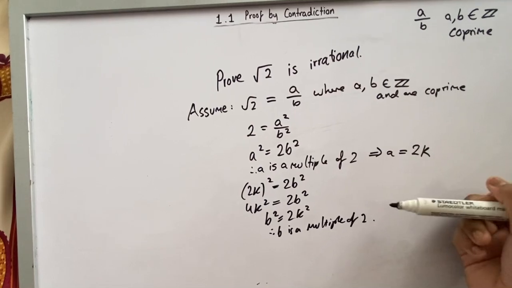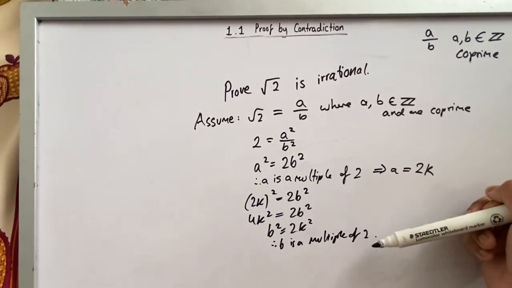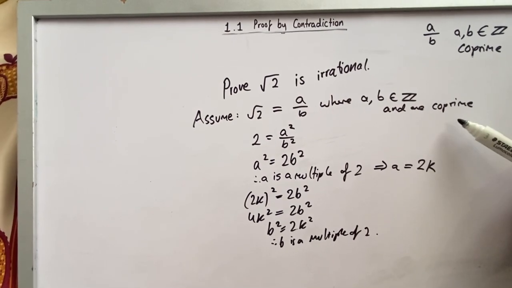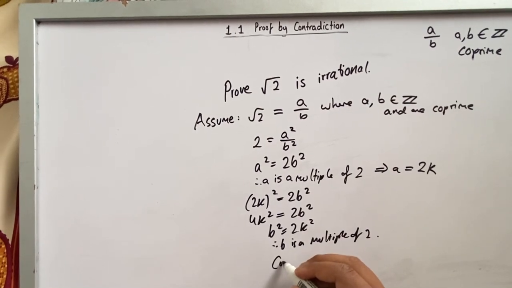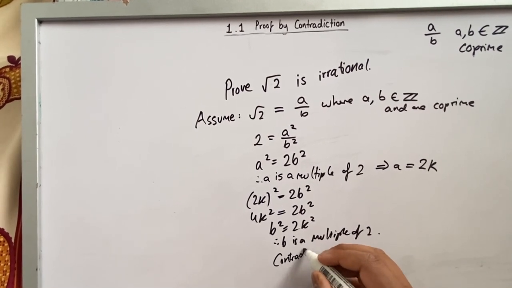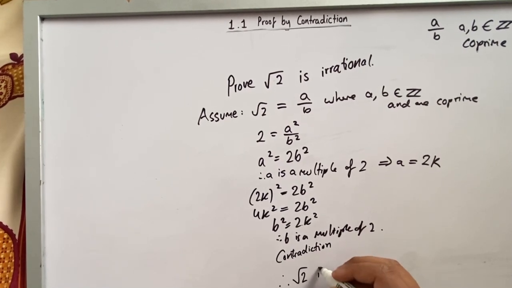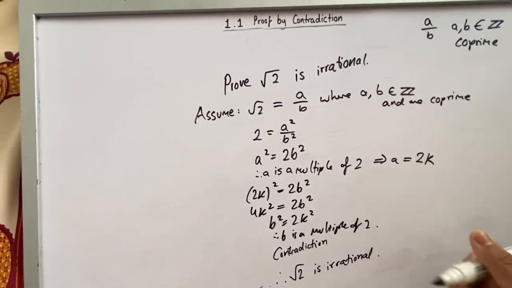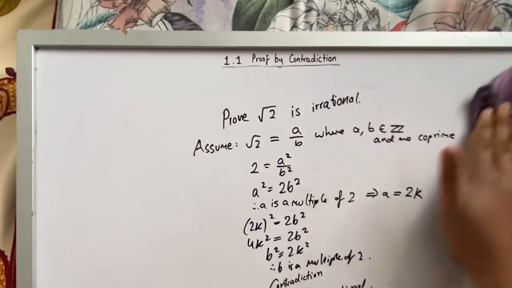However, this is a contradiction, as if a is a multiple of 2 and b is a multiple of 2, then both of the numbers can't be co-prime. That's a contradiction. Therefore, root 2 is irrational. Simple. I'll do one final example.